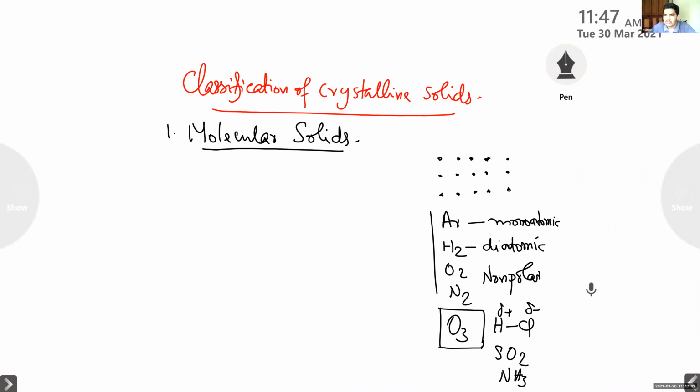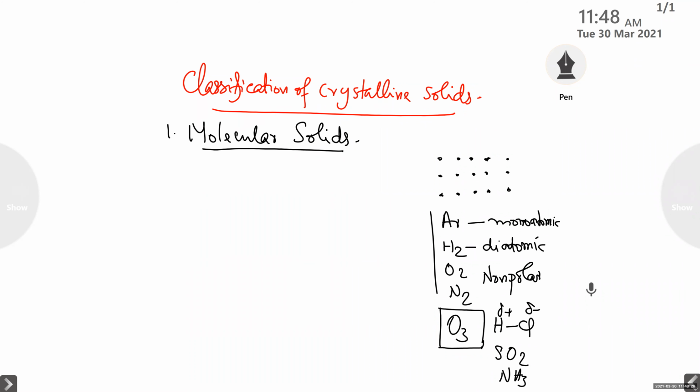Charge separation is due to why? Can you try what the reason for the charge separation is? Dipole moment? Dipole moment is a result of the formation of the dipole. And how is the dipole formed? How are the two poles formed?